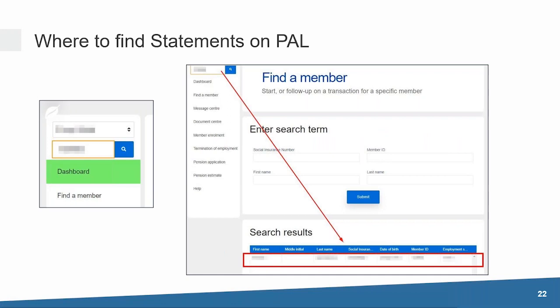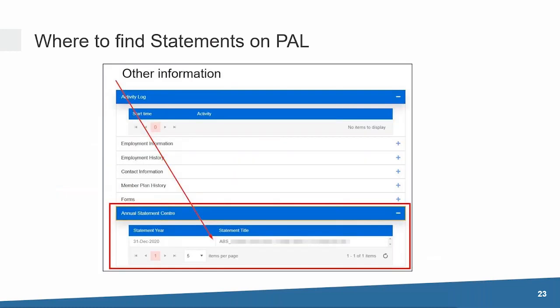To access the annual statement, first use the search function in PAL to locate the member. Once you have accessed the member's record in PAL, scroll down to the bottom to the Other Information section. The Annual Statement Center will be displayed under the Form section, and the member's statement can be accessed there.